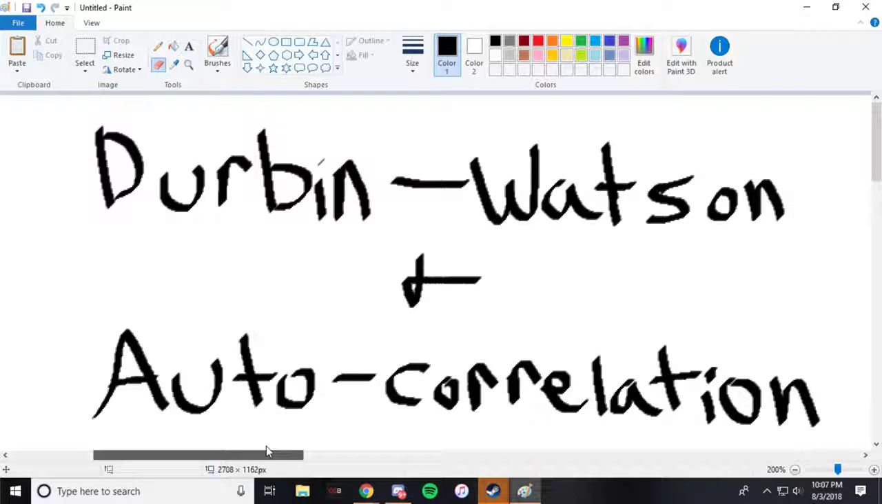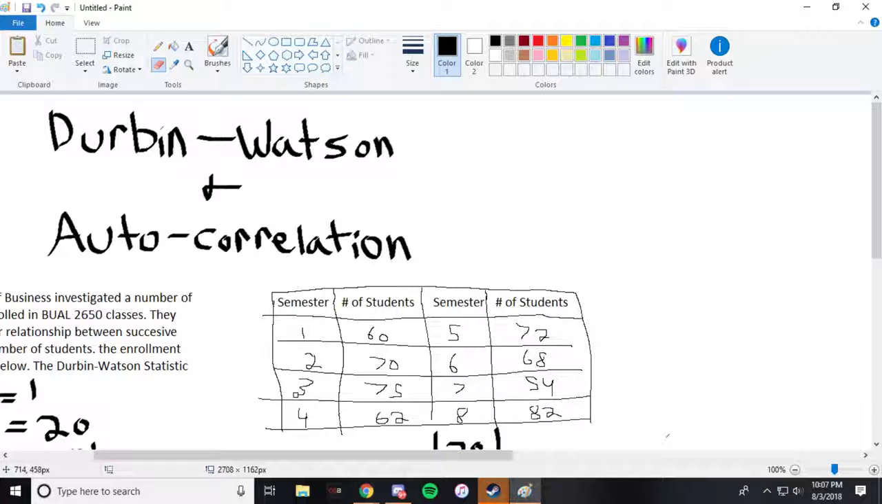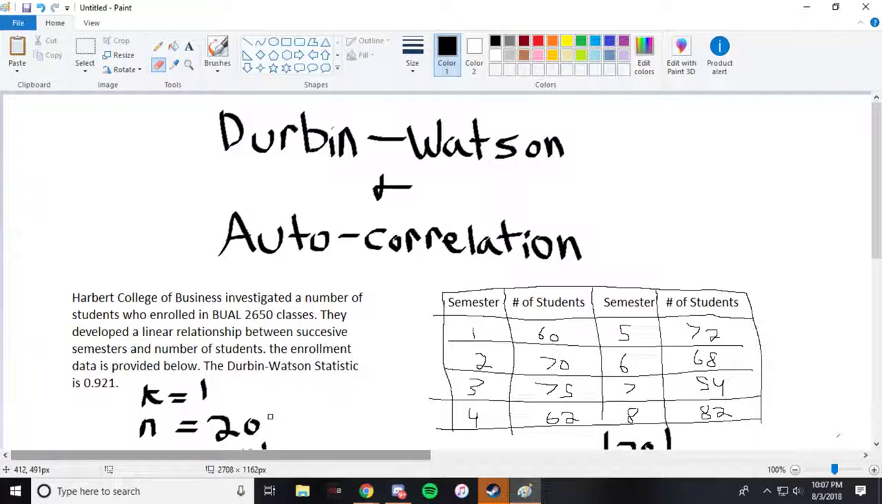The Durbin Watson statistic and autocorrelation. Our goal here today is to explain how to use the Durbin Watson statistic, if you are given it, to determine whether or not you have a positive or negative autocorrelation. Now, let's go ahead and look at our example problem down here.